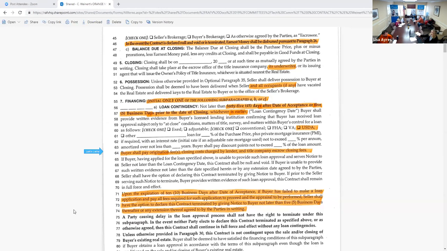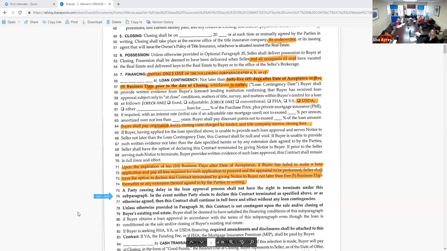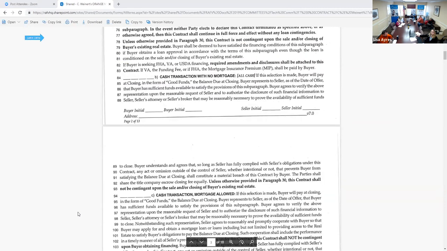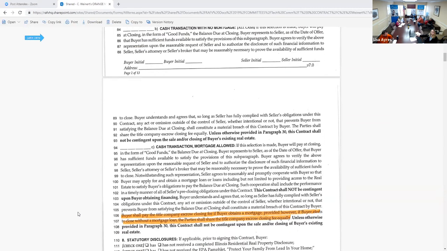All right, so you're going to get financing, right? And so then you're going to be in the marking paragraph A. If you're not getting financing, and this is going to be a cash transaction, we've moved from the optional provision section, the paragraphs relating to cash transactions, up into the main body of the contract. Okay. So cash transaction with no mortgage starts on line 84, and then we have, turning the page, on page 3, we have cash transaction with the mortgage allowed.